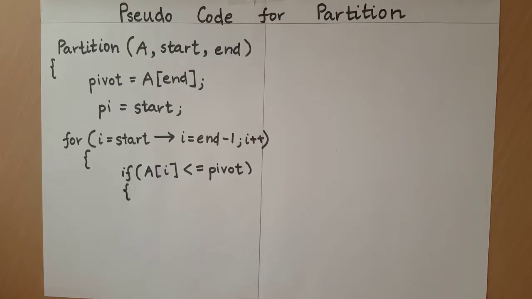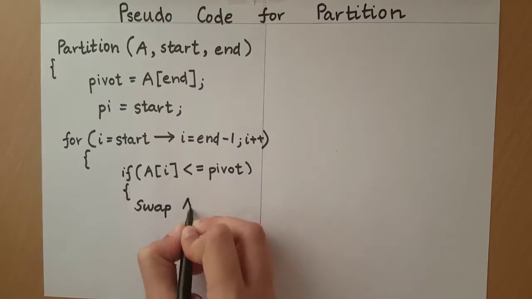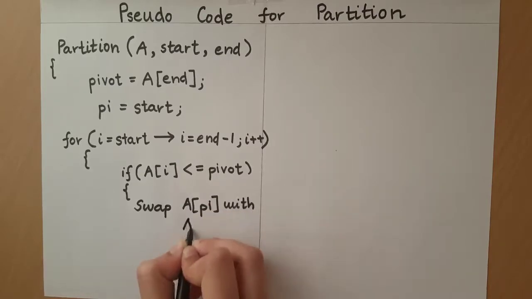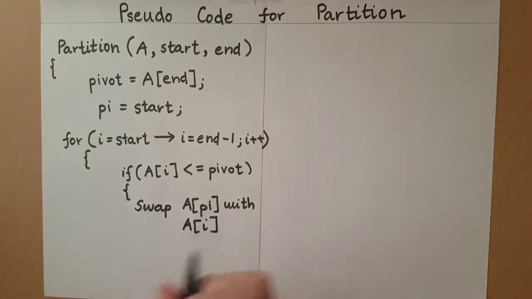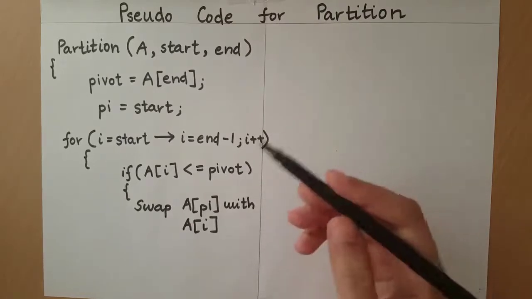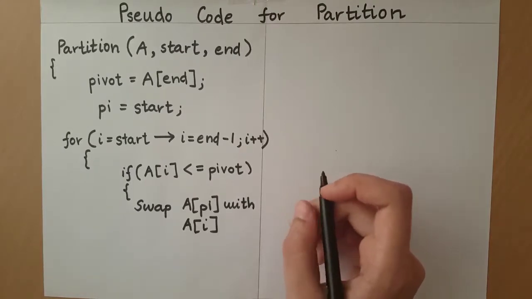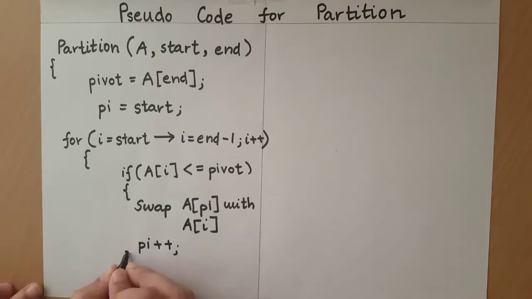The necessary changes are to swap the element at pi and I. You can write the necessary code for this, but this is a pseudocode, so I am going to leave it at swap array of pi with array of I. After that, we have to increment pi by 1 and with this our condition ends.